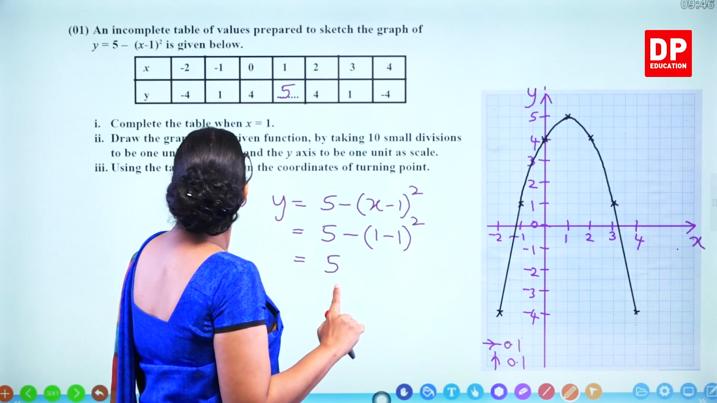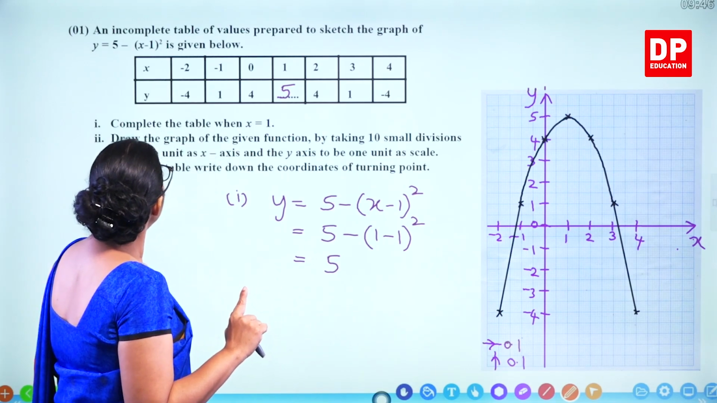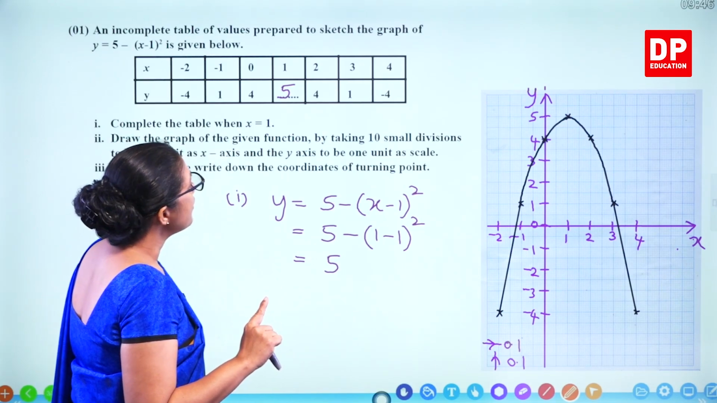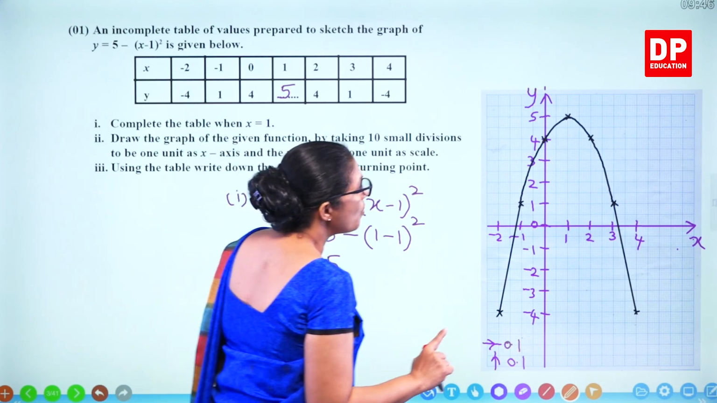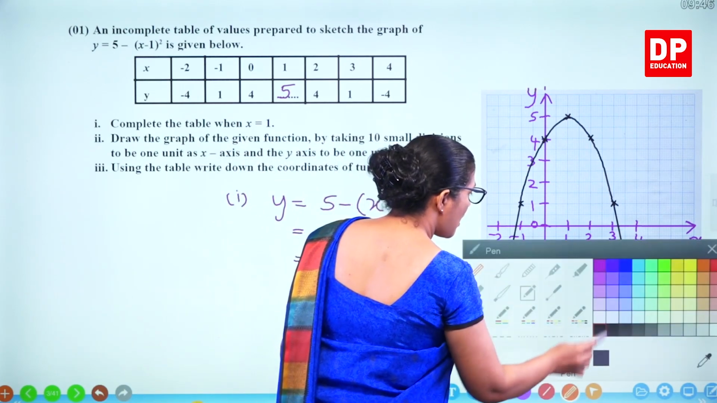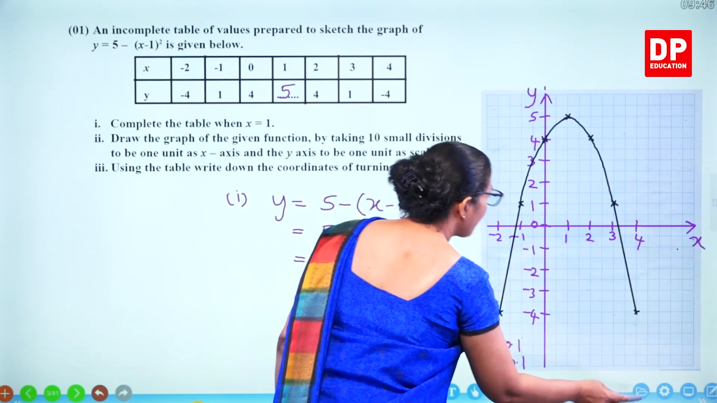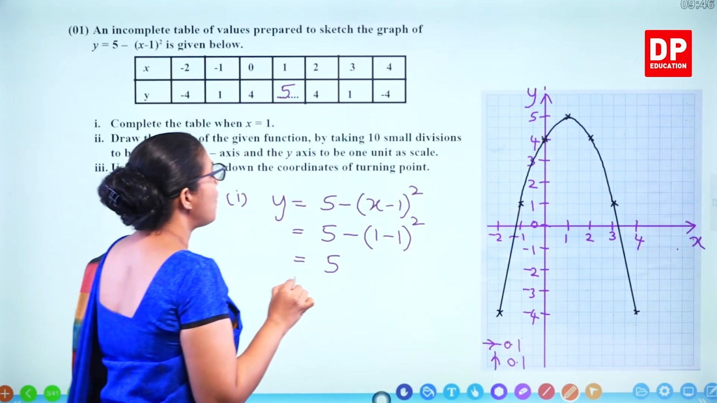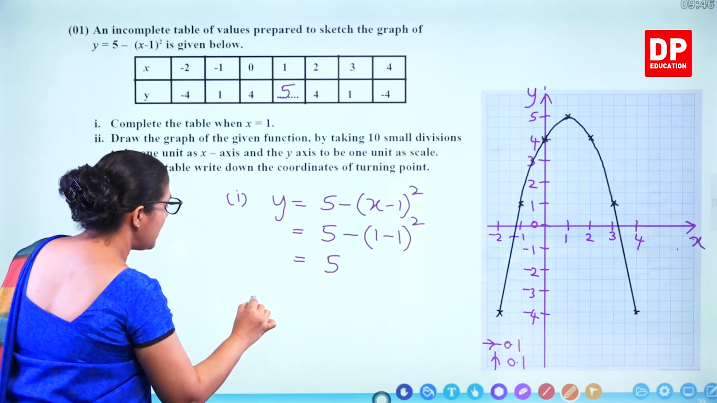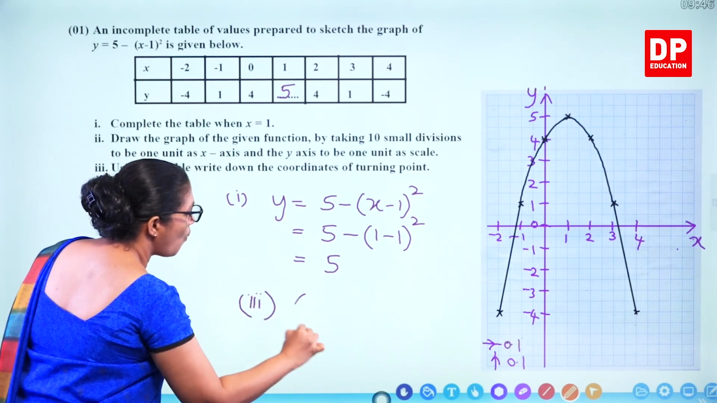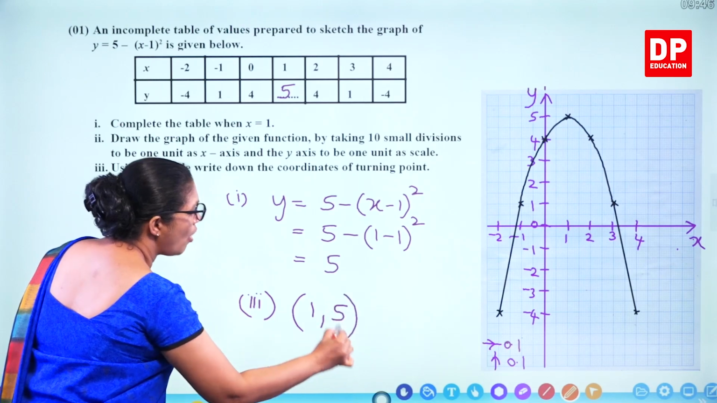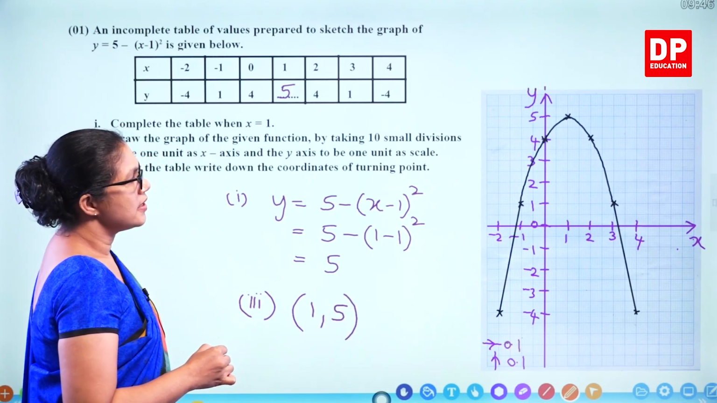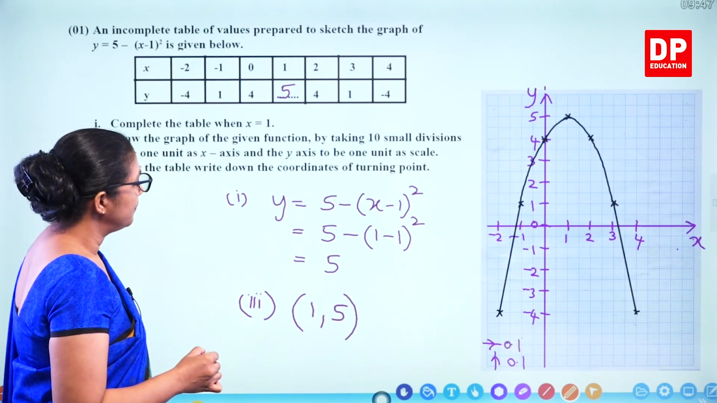So that's the graph, and using the table write down the coordinates of the turning point. So we need to write down the coordinates of the turning point. That's the maximum point, 1 and 5. So part 3, 1, 5. That's the coordinates of the turning point, the maximum point.